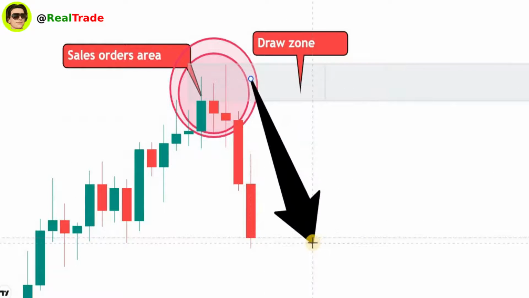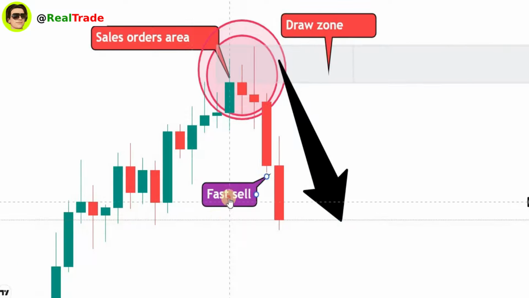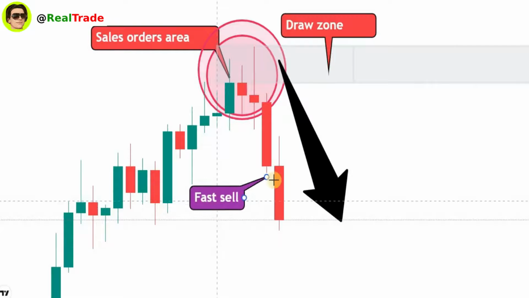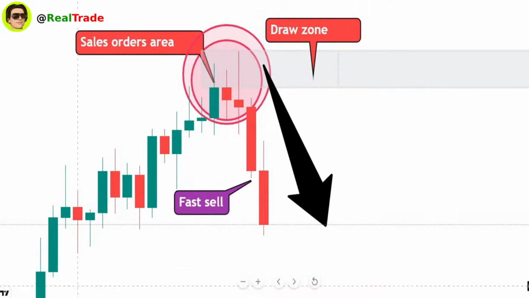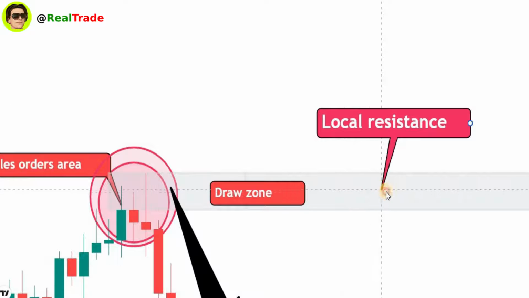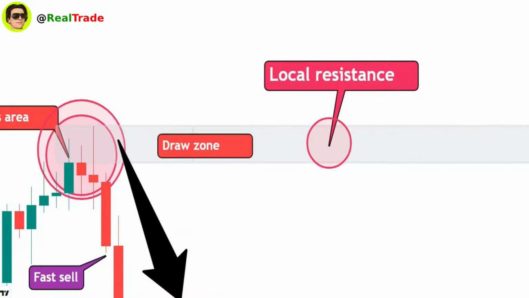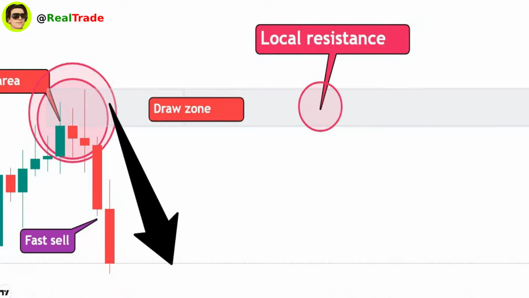wait return price on local resistance. Yes, big candle, full candle, fast sell. This area is local resistance. Yes, look at the mouse.